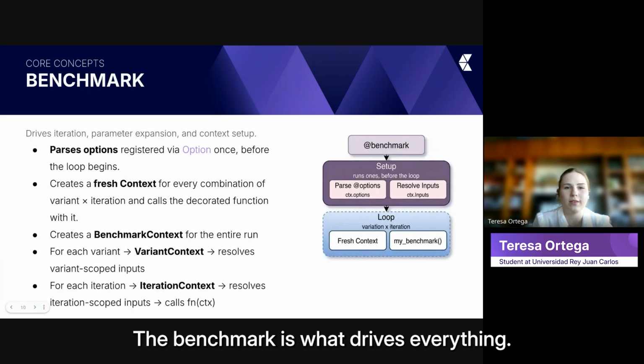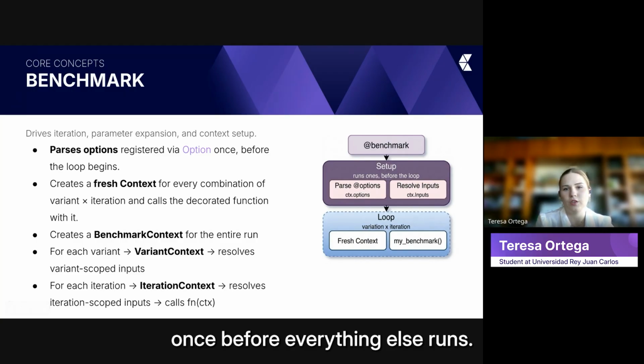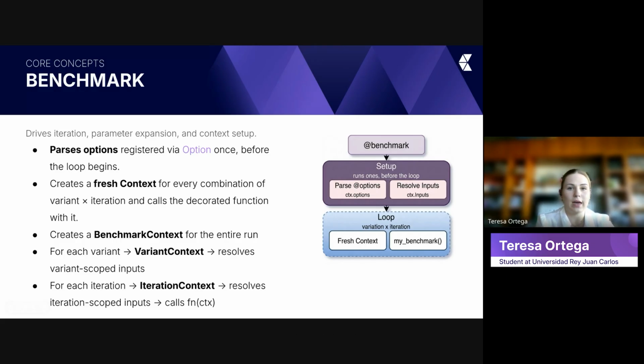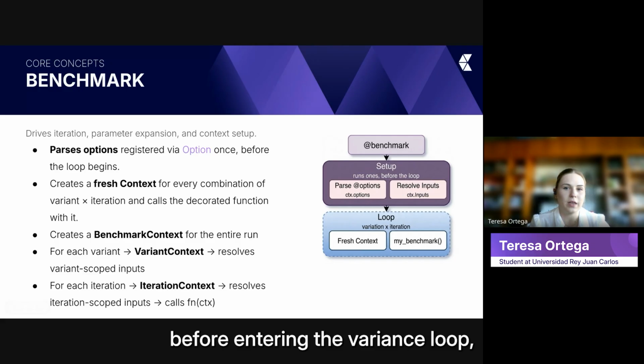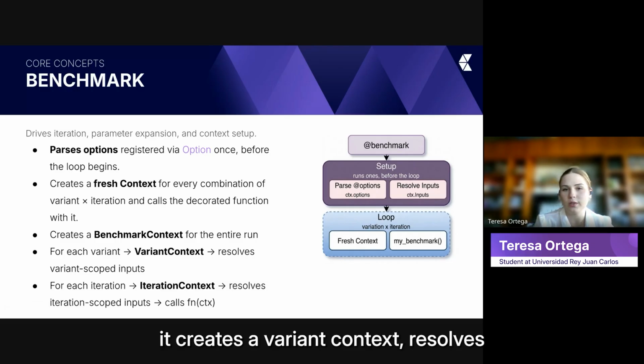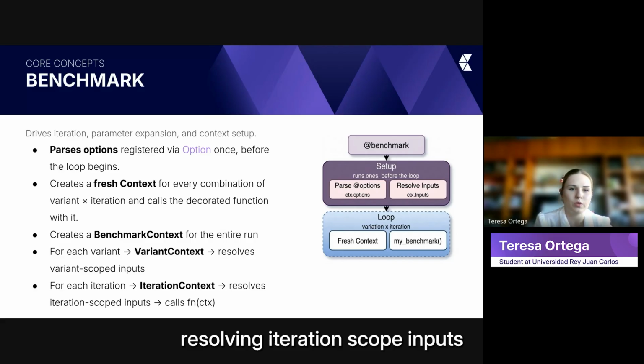The benchmark is what drives everything. It parses the CLI options once before everything else runs. Then it creates a benchmark context for the run, and right there, before entering the variant loop, it resolves all benchmark scope inputs. Then, for each variant, it creates a variant context, resolves variant scope inputs, and inside the loop, over iterations, creates a fresh iteration context each time, resolving iteration scope inputs, and calling this function with it.